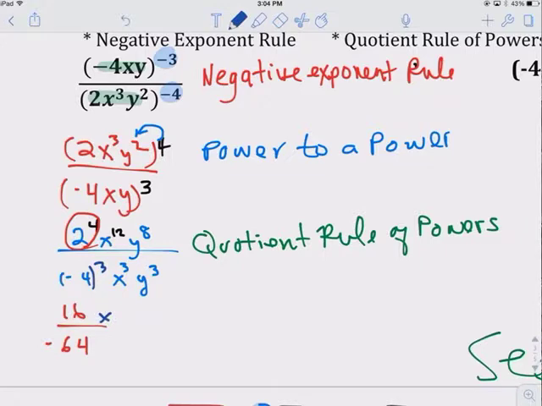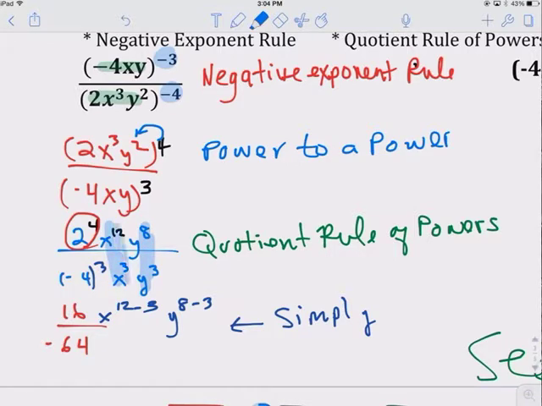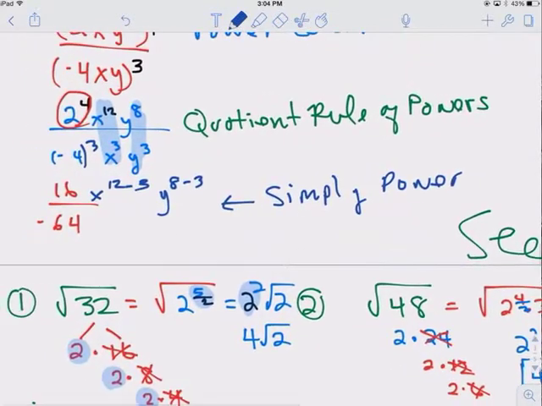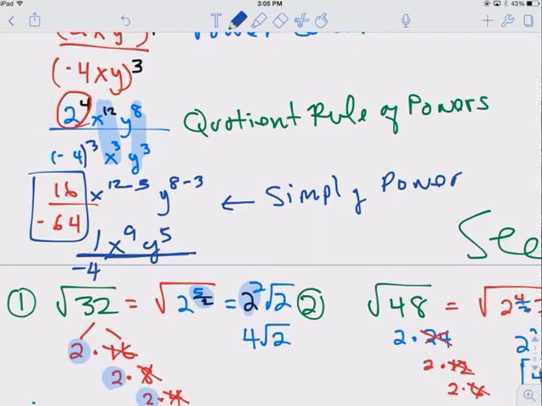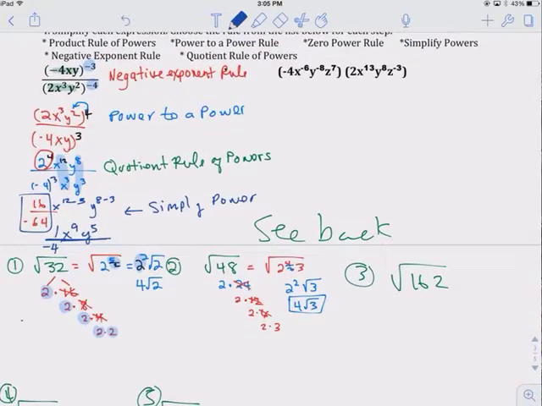Yeah. And then you would do x to the 12th minus 3, right? Y to the 8th minus 3, correct? And then we simplify what? You need to subtract these, the ones with the same base. No. Simplify powers. We're going to simplify powers. So we simplify the powers and we get, divide by 16, that's 1 over 4, negative, X to the 9th and Y to the 5th. It stays a negative. That number never changes. Any question? We simplify the powers and we get our answer.